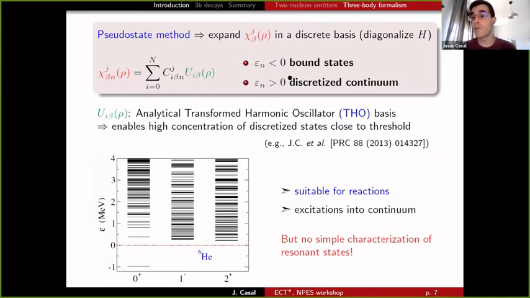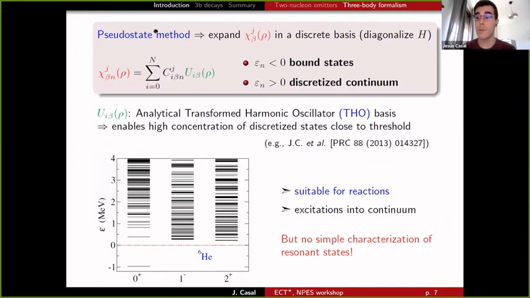So in principle, one could solve this equation with the proper boundary conditions for bound and continuum states. And it can be done, but it's a bit computationally expensive for continuum states, and it's not always easy to interpret the results. For many years, we have been using a different approach, which is very convenient for reaction calculations, so we wanted to try this also here. We use the pseudostate method to describe these wave functions.